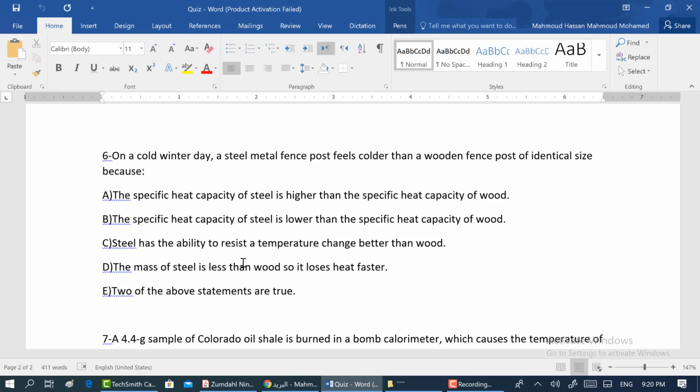What's meant by the specific heat? Specific heat means the amount of energy needed to increase the temperature of 1 gram of the substance by 1 degree Celsius. The steel has the ability to resist the temperature change better than the wood.